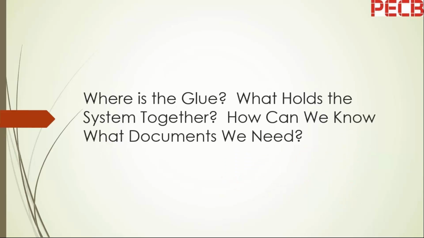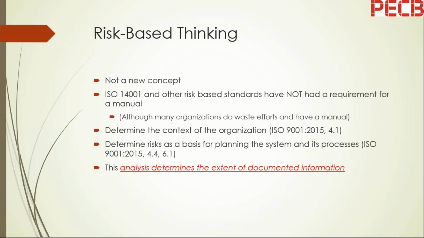So where is the glue? What's going to hold our system together? How can we know what documents we need? It all has to do with context and risk. Risk-based thinking is not a new concept, but it is a new requirement in the ISO 9001:2015 standard. The ISO 14001 and OHSAS 18001 standards have not had requirements for a manual or any documented procedures for a long time.